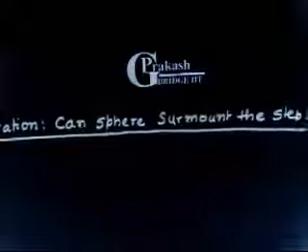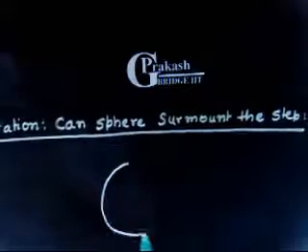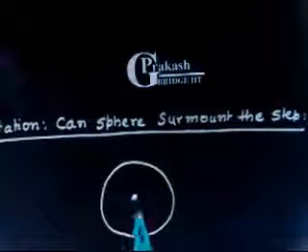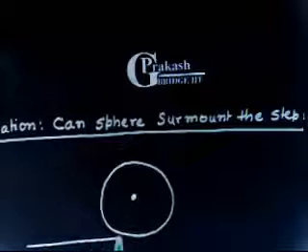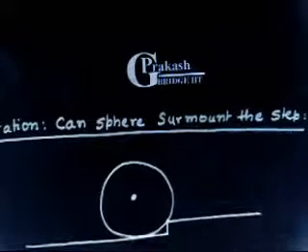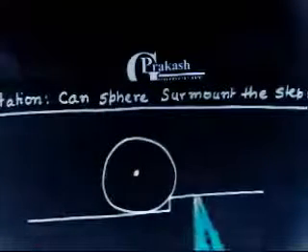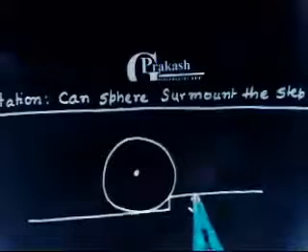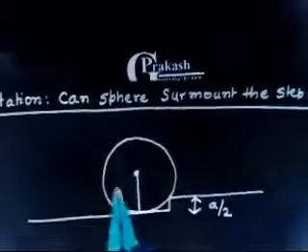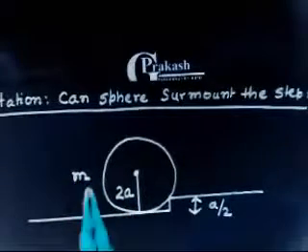Now let us discuss this question. So let me first make a diagram. So this is the center of a sphere, and this is rolling, and then it comes along with this obstacle, and the height of the obstacle is a by 2, and the radius is 2a, and the mass of the sphere is m.